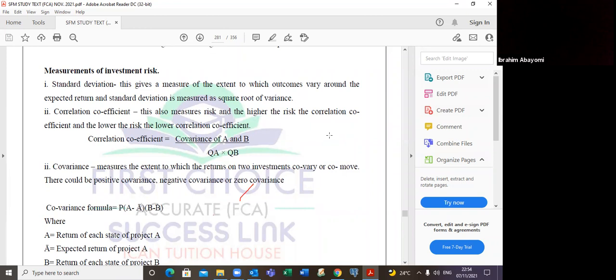And what is the meaning of standard deviation? Standard deviation simply means the degree of the difference between the expected return and the actual return. The deviation between your expected return and your actual return or required return is what we call standard deviation. If my expectation is 30% and I end up getting 20%, then my deviation is 10%.